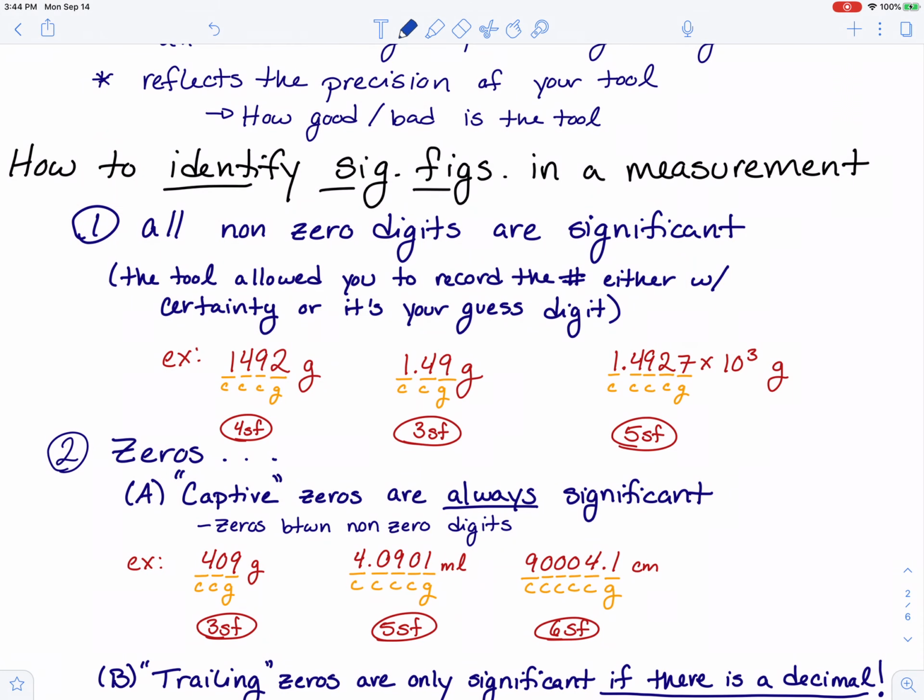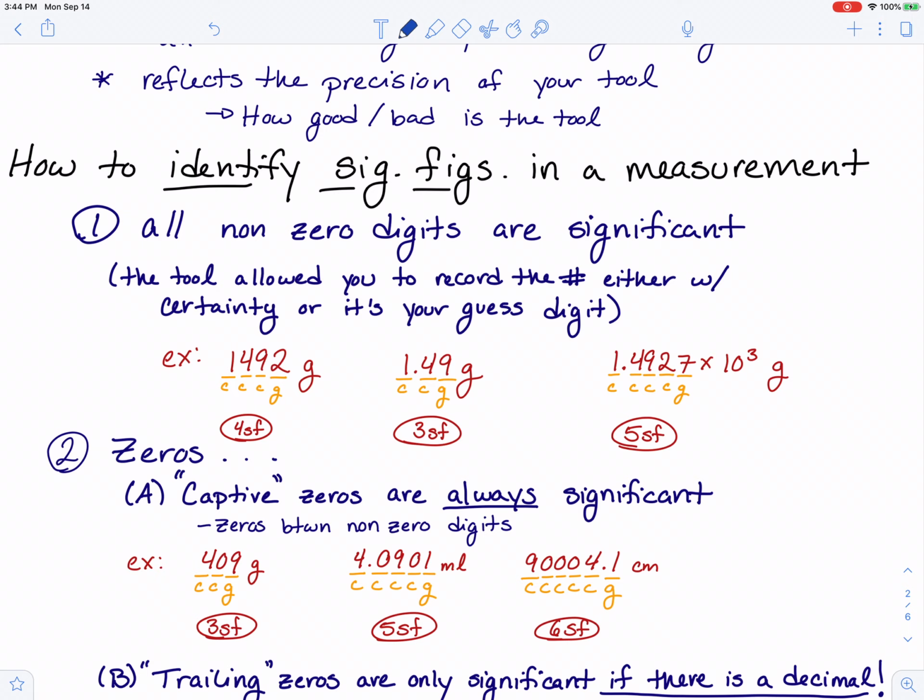All right, so now that we know how to take a measurement, when I give you numbers, how do you identify significant figures in that measurement? So let's say that we're not taking measurements in class, but instead I've given you measurements. How do you know which of those digits are significant and which ones are not? Well, there are a set of rules to help you determine that.